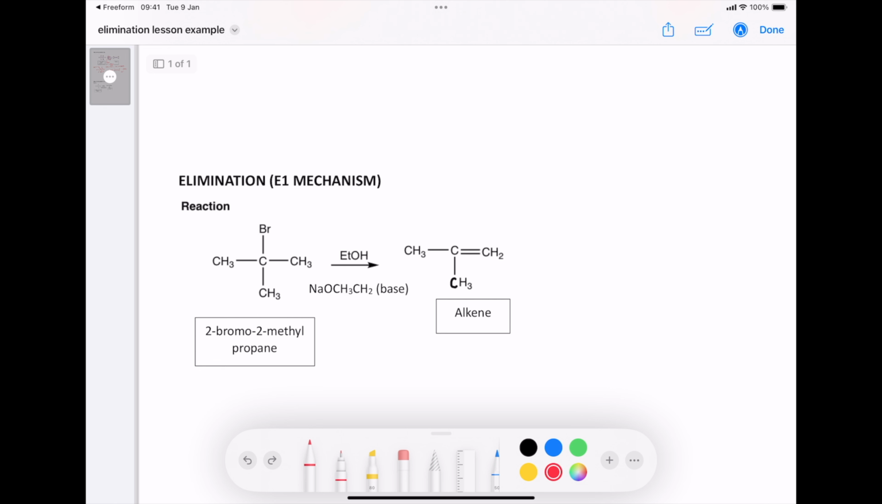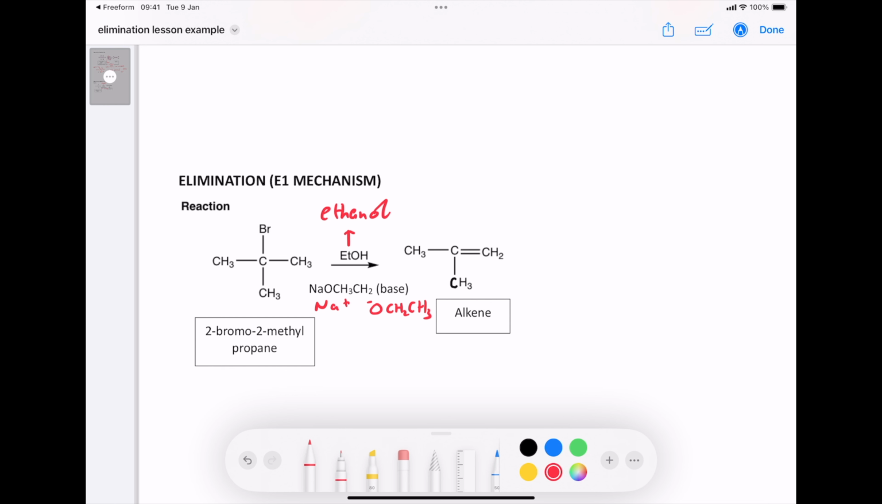Right, this time we have a tertiary haloalkane. And by the way, EtOH is just a shorthand for ethanol. This time the base is sodium ethoxide. So let me just show you what that looks like. So it's Na+ and then O-CH2CH3. So slightly different base this time for this reaction, although hydroxide will work as well.